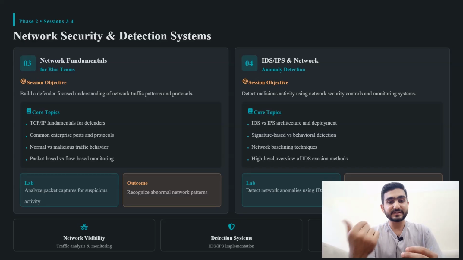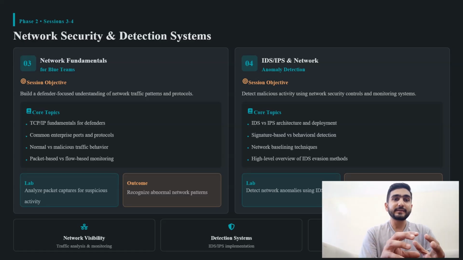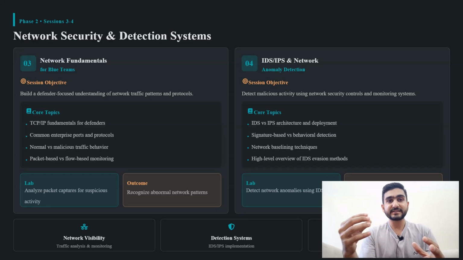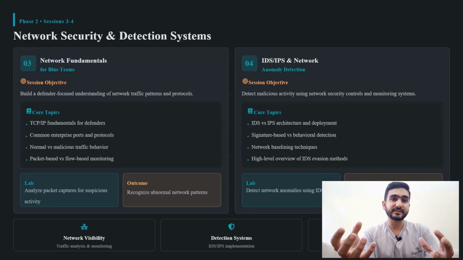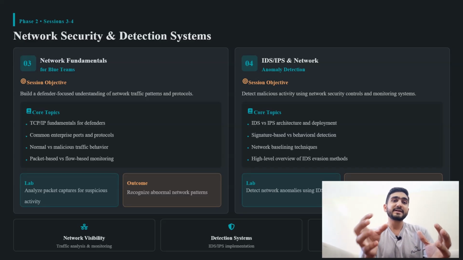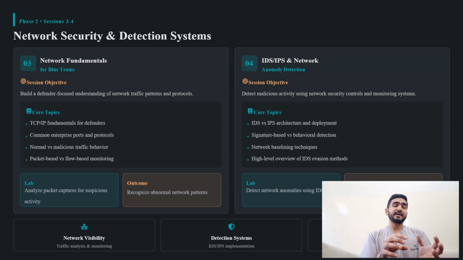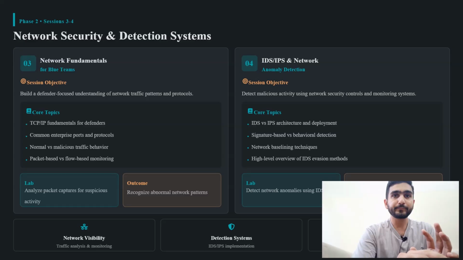Moving on to session number 4, we are speaking about how an IDS, intrusion detection system, works and what the modern intrusion detection systems are. What is an intrusion prevention system, why we have an intrusion prevention system, and why we must have one rather than only having an intrusion detection system. What kind of anomalies our IDS or IPS can detect to stop the attack.